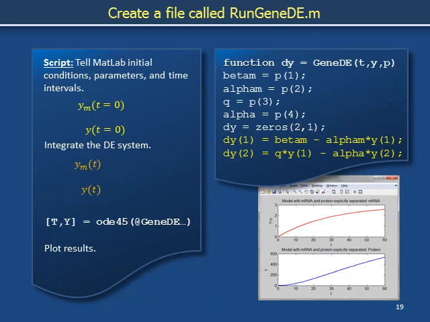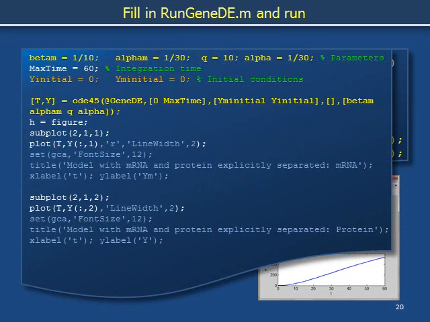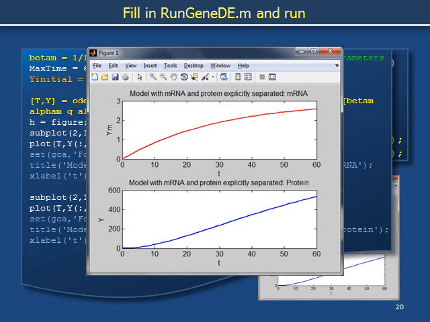We have to tell MATLAB to do something with GeneDE.m. For this example, we will call the script on the left RunGeneDE.m. RunGeneDE.m specifies parameter values, duration, and initial conditions for a simulation, and tells MATLAB to integrate the differential equations using the other script GeneDE. RunGeneDE.m also instructs MATLAB to make pretty figures using the results. By writing simulation parameters and differential equations in separate files, we can avoid accidentally altering the structure of the differential equations when we edit and explore parameter values.